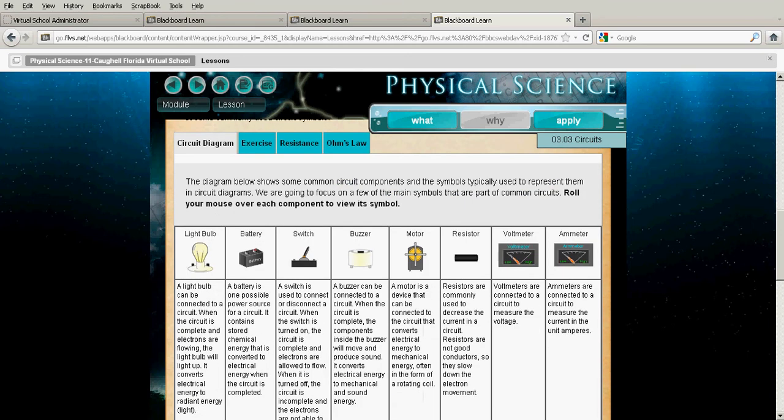The circuit diagrams. We have the battery, which is what does work for us. I'm sorry, light bulb. The battery is what provides the voltage. The switch turns on or off the voltage, whether it releases it or not. A buzzer, again, can do the work. A motor can do work. A resistor can slow down the flow of electrons, so it makes it slow through. And voltmeters measure the voltage, and ammeters measure the amperes.